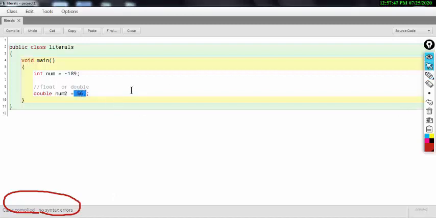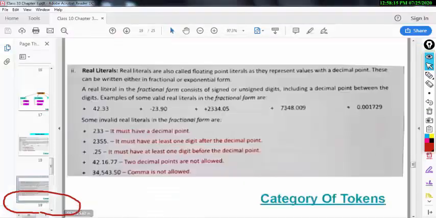Similarly, if we do not write a digit before the decimal point, it will again compile, but internally it has made it as 0.3, okay, that is why it is not resulting in an error, okay. Otherwise, the rule is that after the decimal point and before the decimal point, there should be at least one digit.